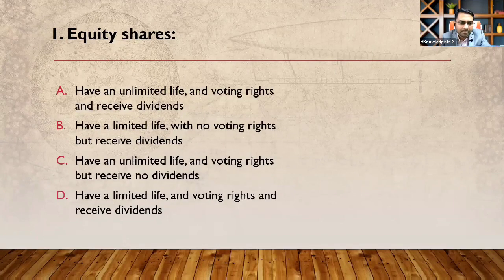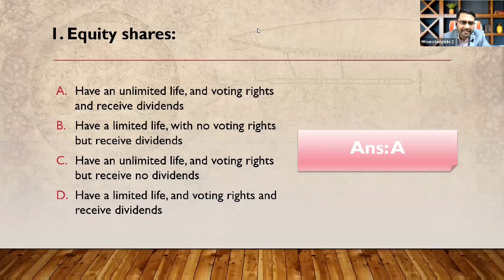Equity shares: A, have unlimited life, voting rights and receive dividends; B, have limited life with no voting rights; C, have unlimited life and voting rights but receive no dividends; D, have limited life, voting rights and receive dividends. What will be the answer? Yes, A is the answer. Have unlimited life, voting rights and receive dividends. Okay, clear, good.